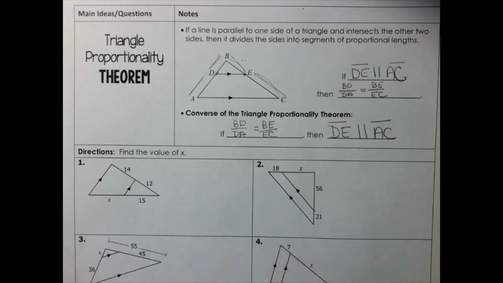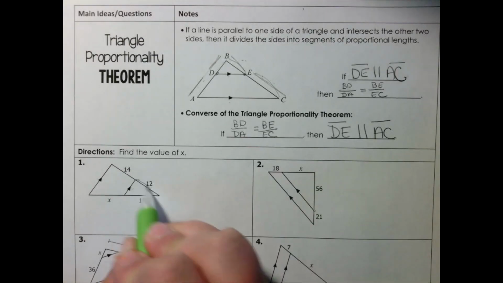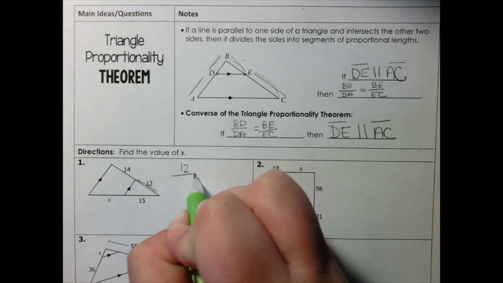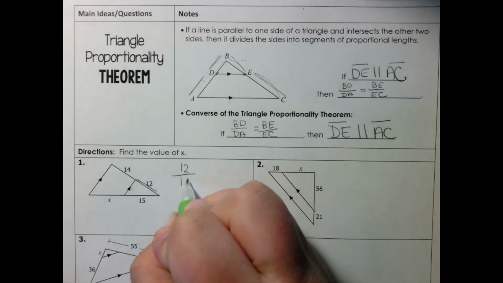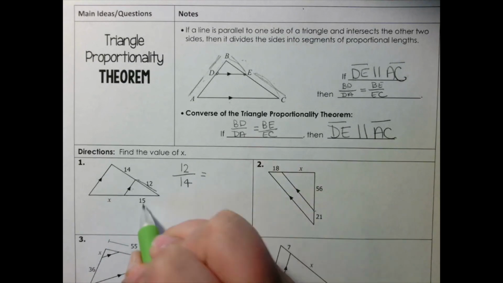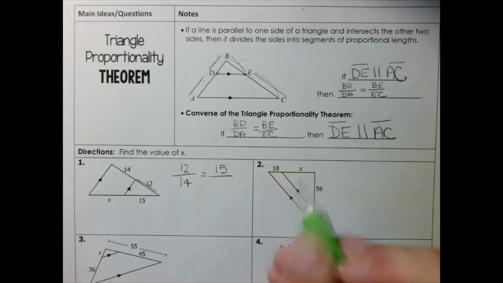Looking at example 1, I have my larger triangle here with the smaller triangle inside of it, and I know that these two lines are parallel because of the arrow on top of them telling us that. So if these two lines are parallel, then these are all going to be proportional sides. I'm going to set up a proportion. I'm going to do this one here, 12 over the other length on that same side, so 12 over 14 is going to equal 15 over x, that's our unknown right there.